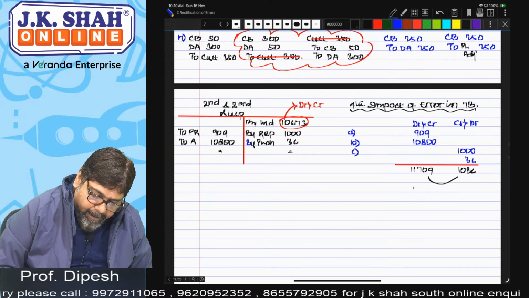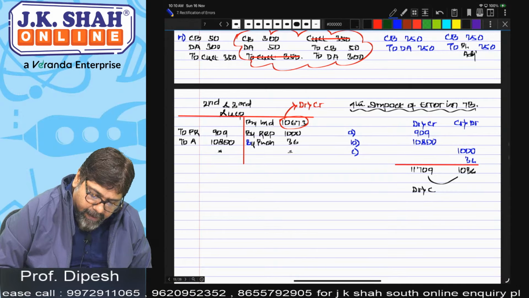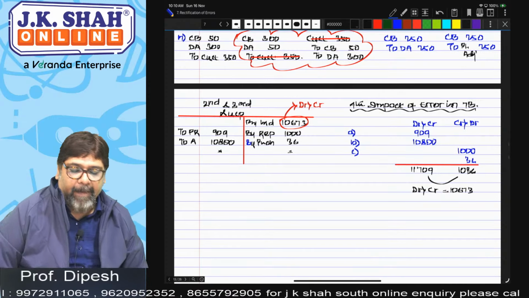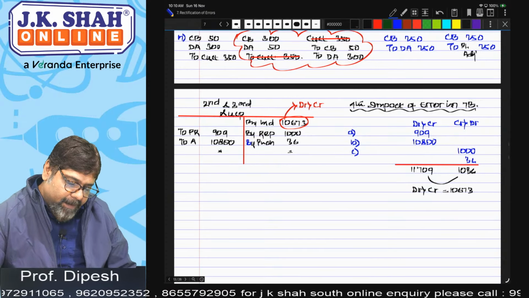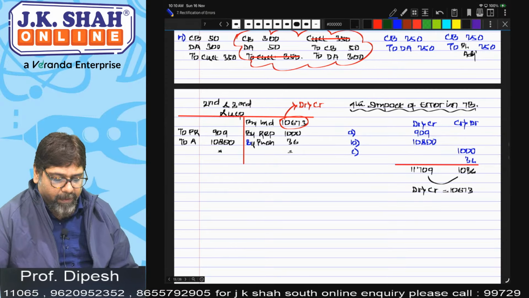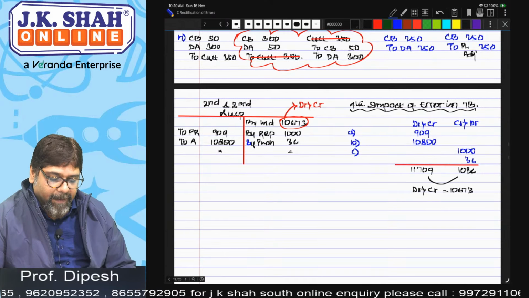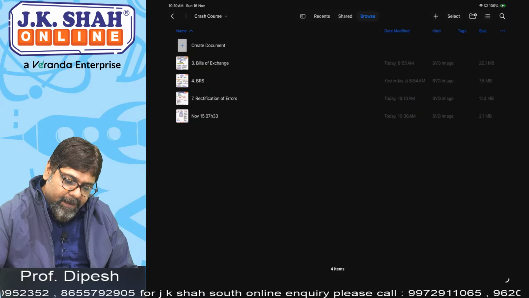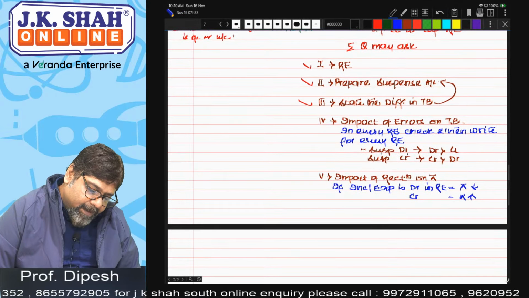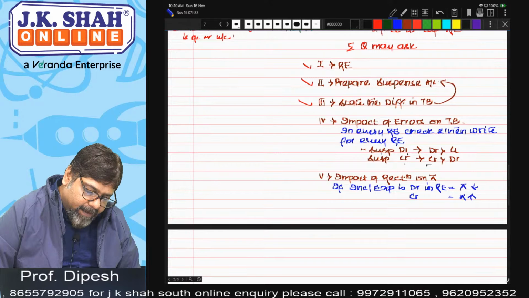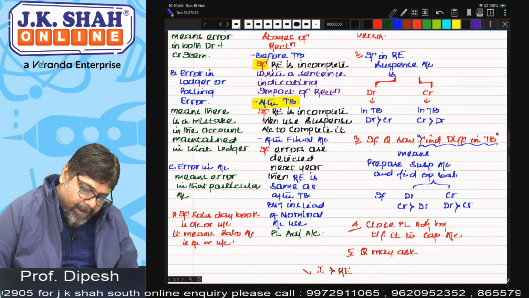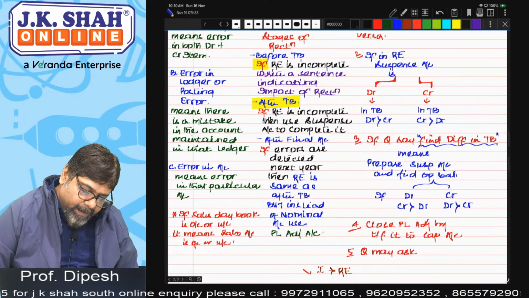That means debit is greater than credit by 10673. Either they can ask you to prepare the suspense account, or they can ask this fourth one, impact of error on trial balance. So I had told you this, if you remember. Suspense is debited, debit is greater; suspense is credited, credit is greater. That also we had written earlier. Prepare suspense account to find the opening balance.